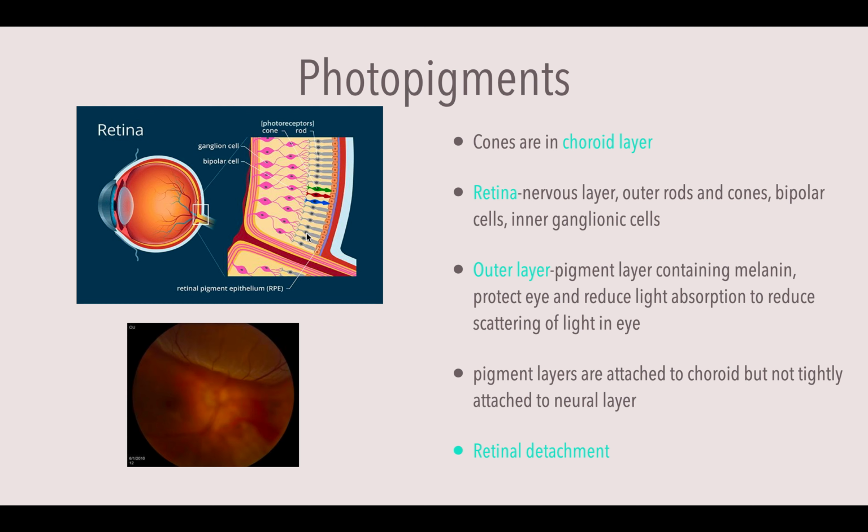The pigment layers are attached to the choroid, but not very tightly, so they're really attached to the neural layer. Thanks to that loose attachment, if you get punched in the eye hard enough, any kind of eye trauma, you can have something called retinal detachment. And here, as you can see, there's going to be a shift where the outer pigment layer isn't going to adhere or line up with the choroid or with the neural layer.